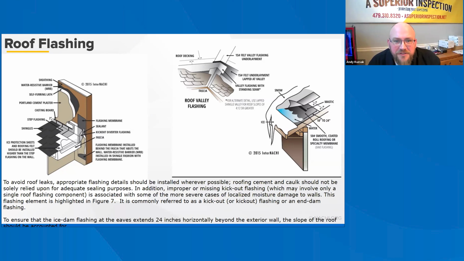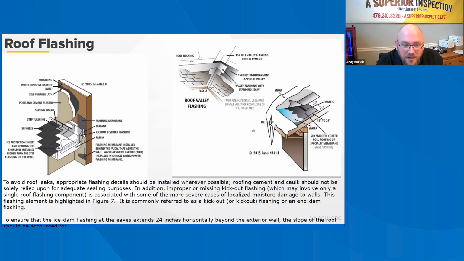So the figures that you can see on the screen provide models for correct flashing installation techniques for asphalt composition shingle roofing, which is the most common roofing material used in residential construction. For flashing details of other roof types, the inspector should refer to the manufacturer's literature and the industry guidelines. All right, so to avoid roof leaks, appropriate flashing details should be installed wherever possible.